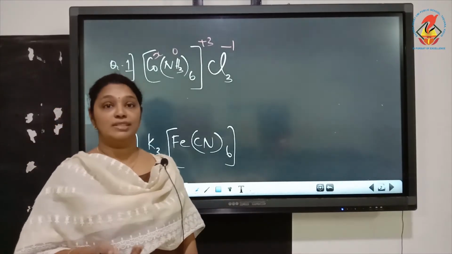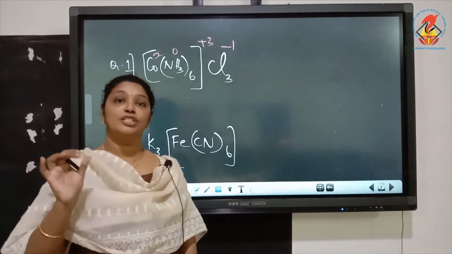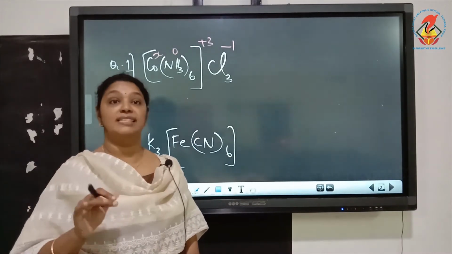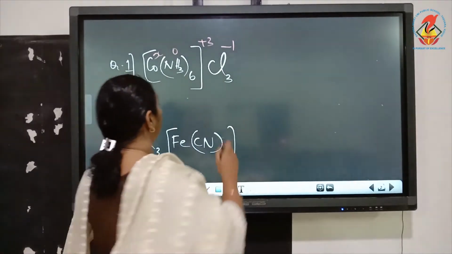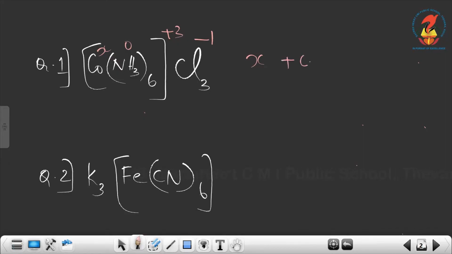Now let's calculate the oxidation number. How will you calculate the oxidation number? The sum of charges of ligands and X is equal to the charge on the complex ion. So the oxidation number of cobalt: X plus 0 is equal to +3, or X is equal to +3. Now let's find the name of this compound. First we have to write the name of the ligand. Here we have only one ligand, ammonia, ammine.